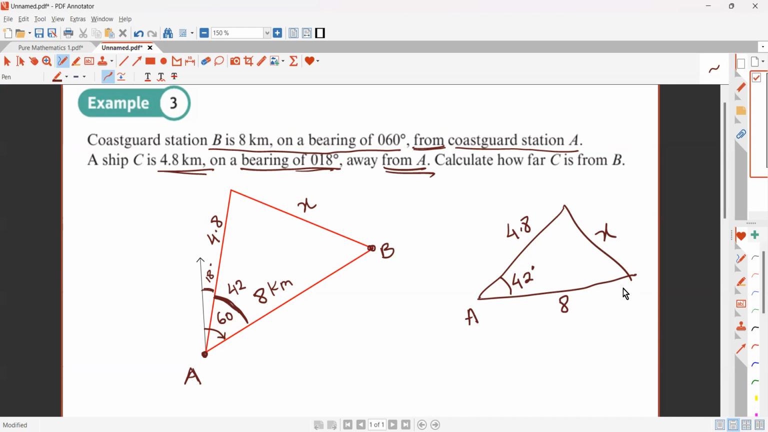This is your A, this is your B, and this is your C, because they told us to find how far C is from B. How far is C from B? They are looking for this distance. Can you do the cosine rule here and solve this sum? Please do it. I'll pause the recording, then I will do it again.